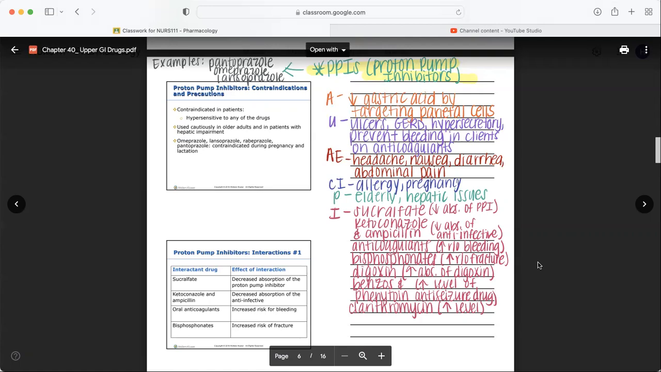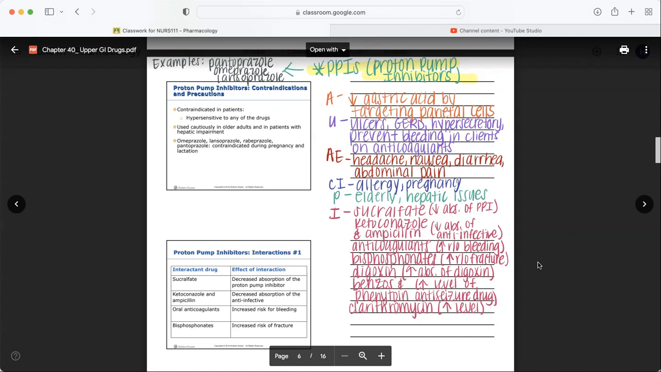So ketoconazole and ampicillin are going to decrease the effectiveness of the anti-infective because of decreased absorption. Anticoagulants mixed with PPIs like pantoprazole, omeprazole, and lansoprazole are going to increase your risk of bleeding. Bisphosphonates, usually prescribed for people that have recurrent fractures or osteoporosis, are going to actually increase the risk of fractures. So no PPIs with our bisphosphonates.